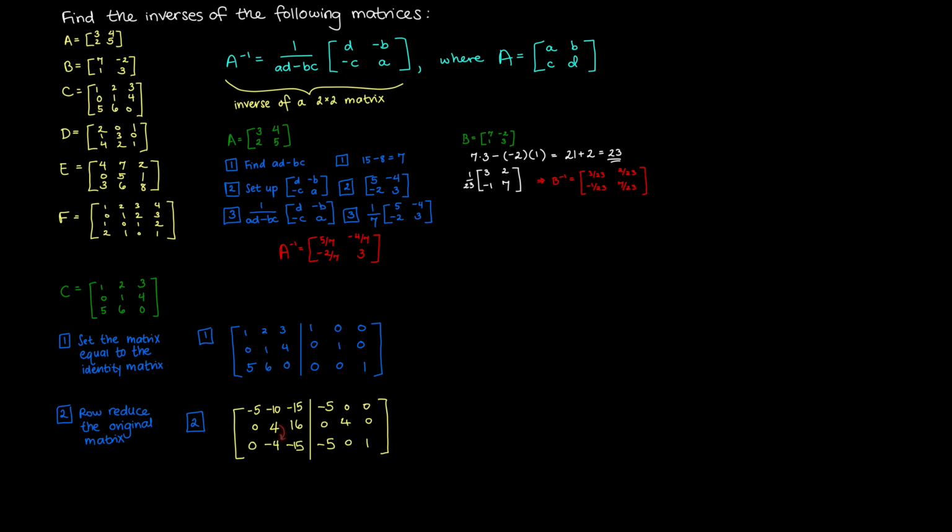4 plus -4 is 0. 16 plus -15 is 1. 0 plus -5 is -5. 4 plus 0 is 4, and 0 plus 1 is 1.